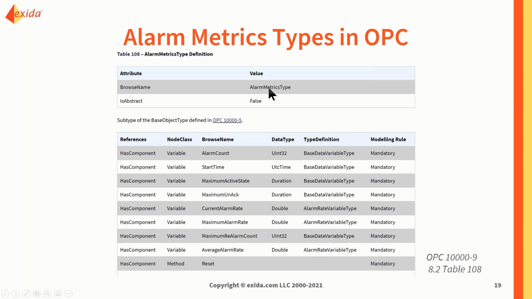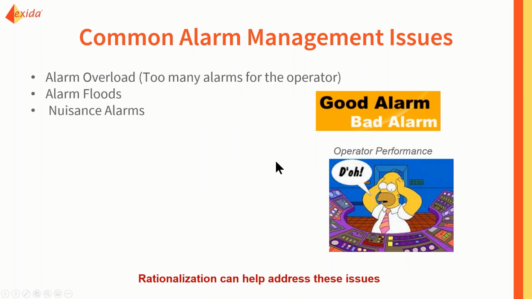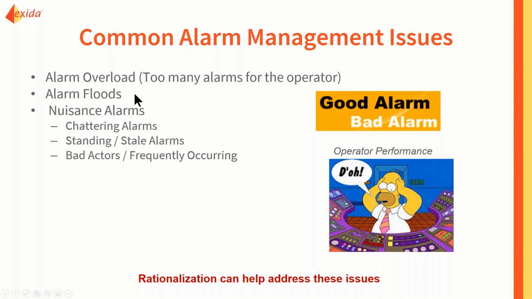And these kinds of metrics are very important because they are closely related to very common alarm management issues as well. For example, the alarm overflow, whenever there are too many alarms for the operators to cope with within a very short period of time. And there are alarm flood situations where you have a lot of alarms coming in.